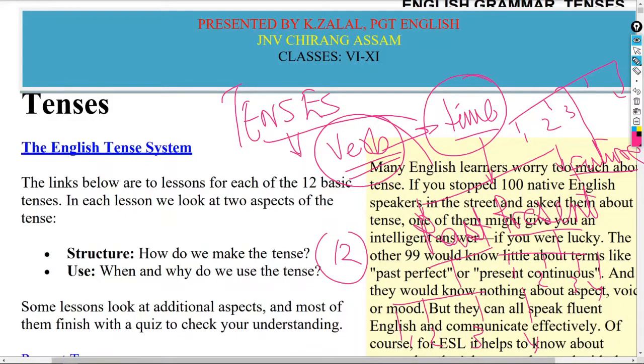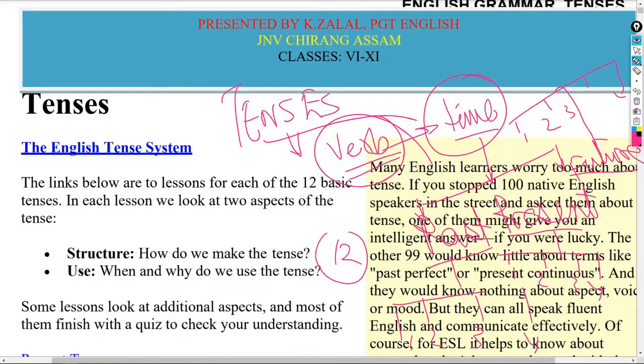So here I will be telling about the forms, the structure, the uses or the application, and I will also tell some of the rules and their exceptions. Okay, therefore stay with us and let us learn the tense system, or the system of the tense.